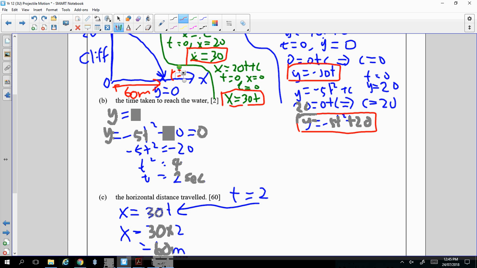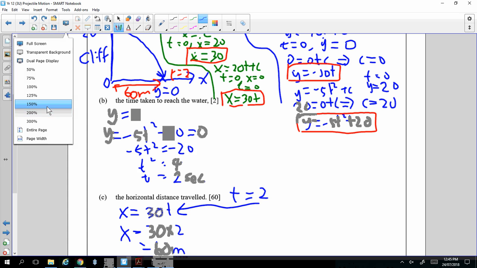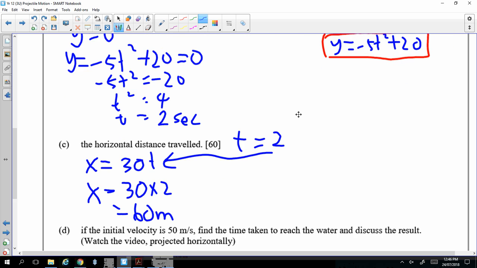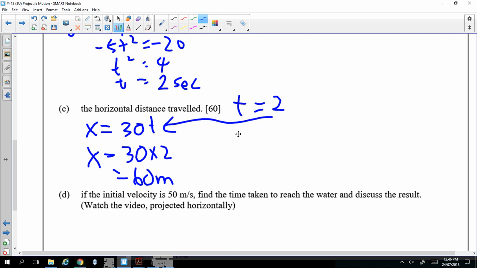Let me ask you a question where you have to think. If you've done physics, that may help you, but think about the mathematics involved. We just done the question. Now, remember, it was thrown forward at a speed of 30 meters per second, right? This is 30 meters per second. But what if I increase the speed to 50 meters per second? Find the time taken to reach the water.